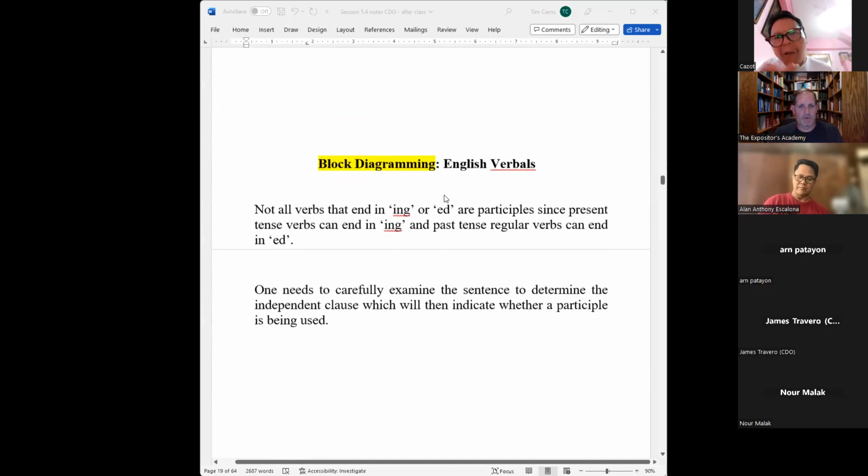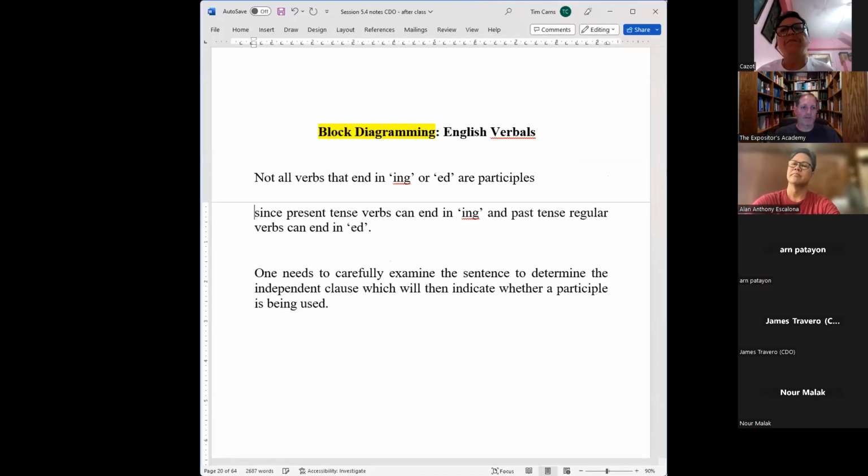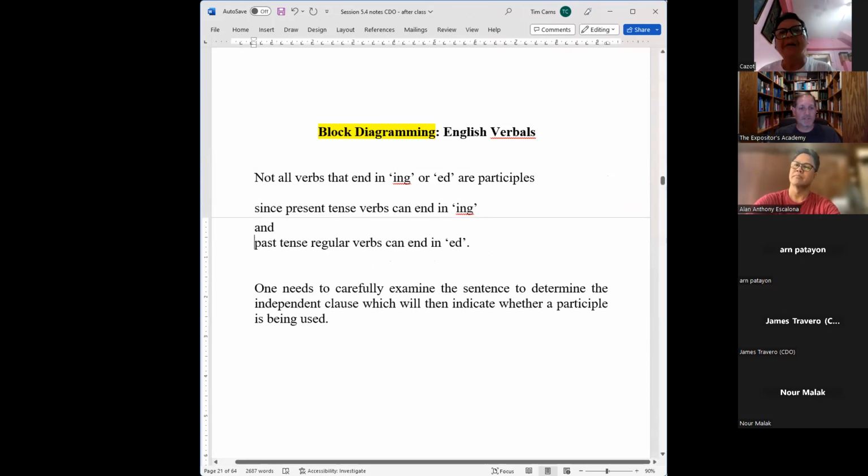Now what I want to do is spend a little time on this word that I brought up a little earlier, verbals, English verbals. Because as we've just seen, not all verbs that end in "ing" or "ed" are participles. Why is that? Well, because present tense verbs can end in "ing," past tense verbs can end in "ed," and there are also a few other kinds of words that can end in "ing" or "ed."